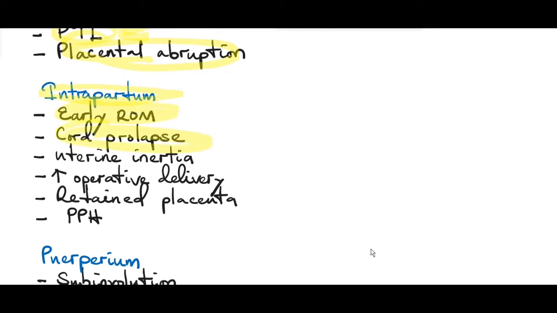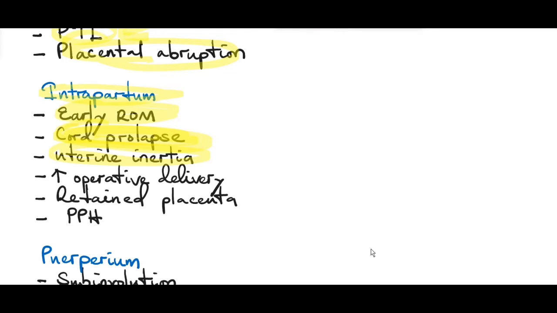So during the escape of amniotic fluid, since there's too much amniotic fluid and there's too much pressure, that pressure can actually draw out the cord, the umbilical cord. So you can end up with a cord prolapse. You can have uterine inertia. Uterine inertia is where the uterus stops contracting at all. So this is caused by overdistension of the uterus.